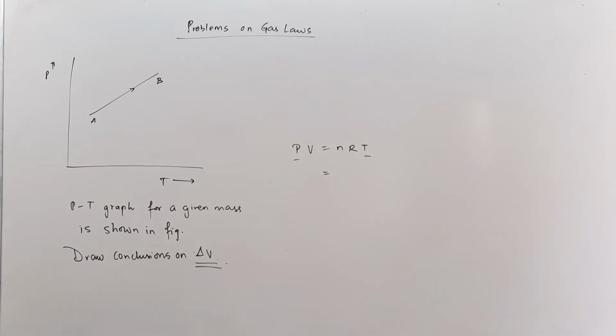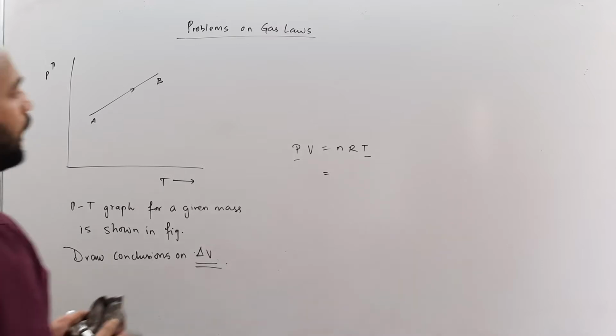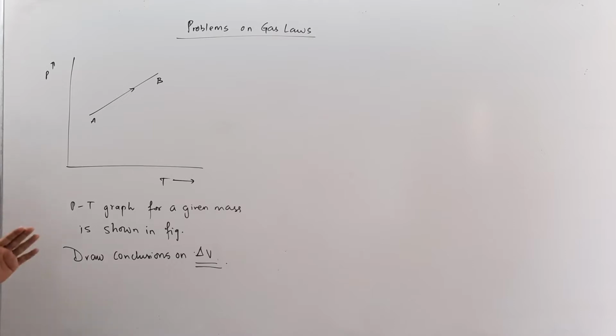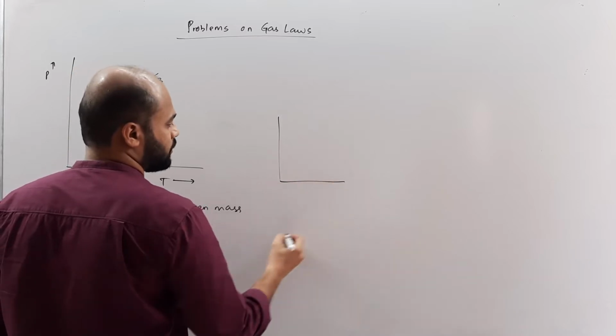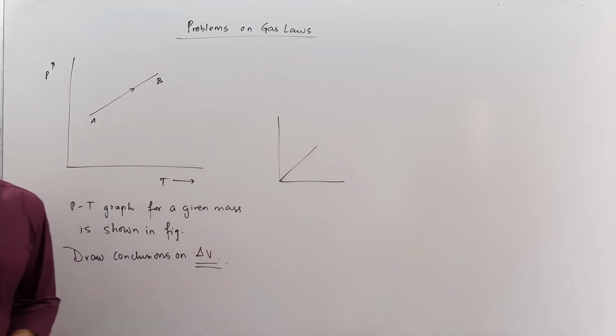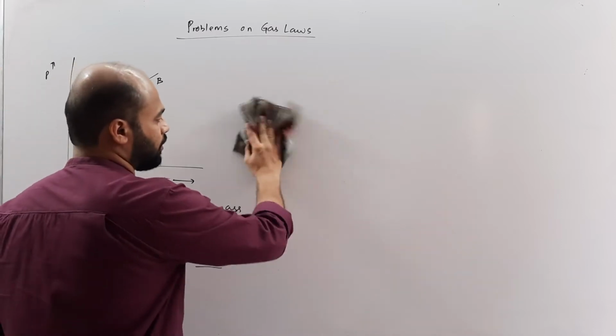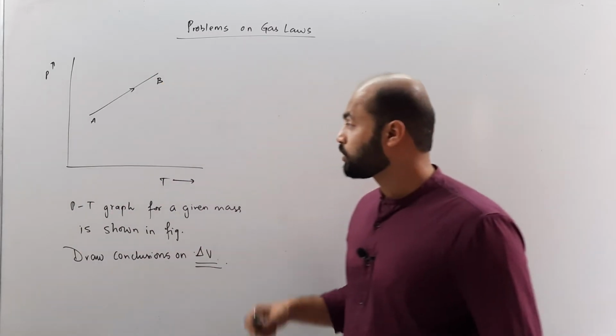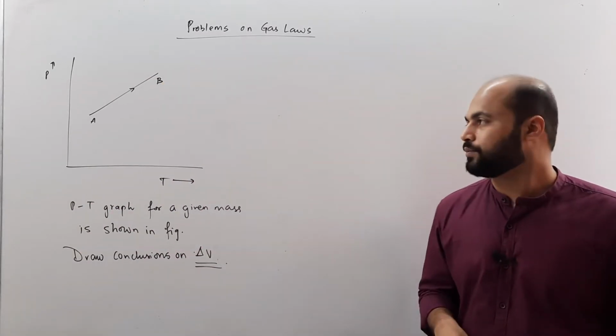Here we have another graph, and this is not a usual graph that we have seen till now. You can see that it's a PT graph, and the graph that we had basically seen for constant volume was this. Now we have this kind of graph wherein the pressure is varying according to the temperature, and this is for a given mass. So we have to draw conclusions on delta V, that is, whether the volume is increasing, decreasing or constant.